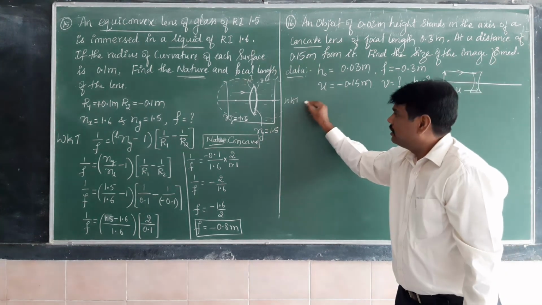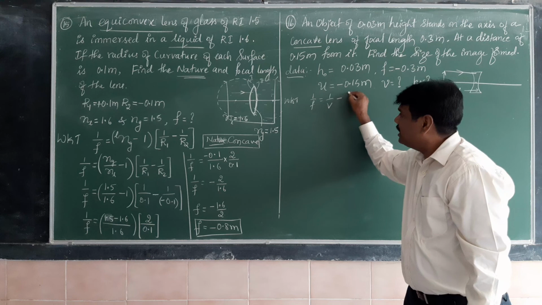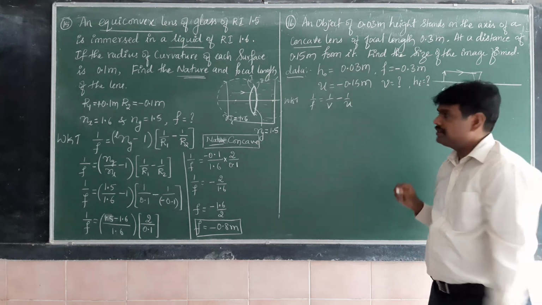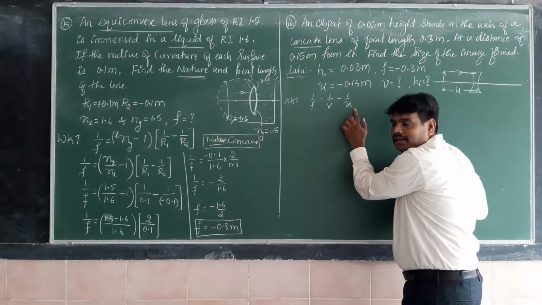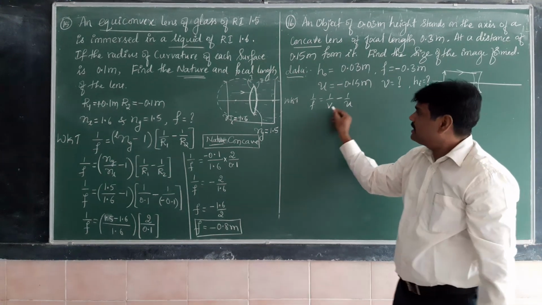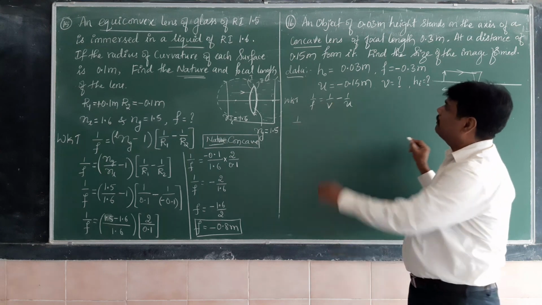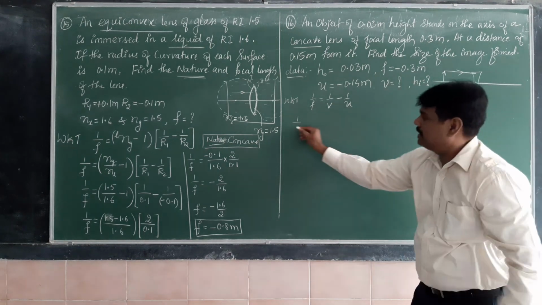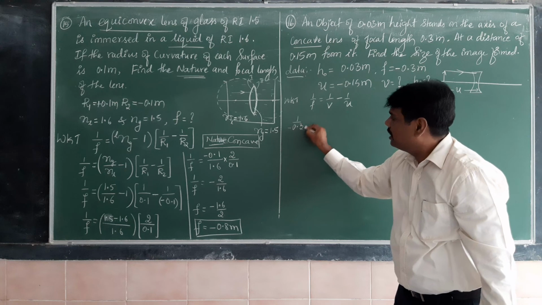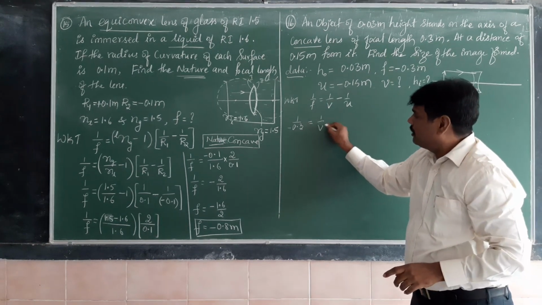So we know that the lens formula is 1/F = 1/V − 1/U. F is given, U is given, so we can find V. Simplifying for V, we get 1/F. Substituting the value here, F is minus 0.3, which is equal to 1/V − 1/U, that is what we calculate.